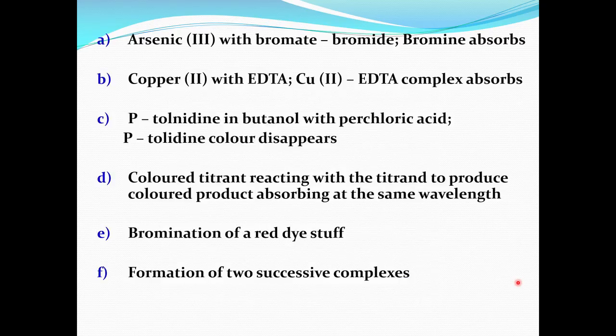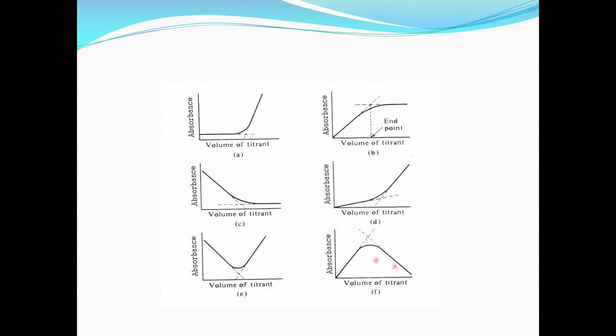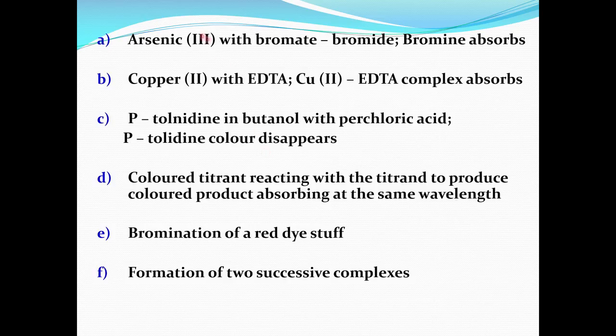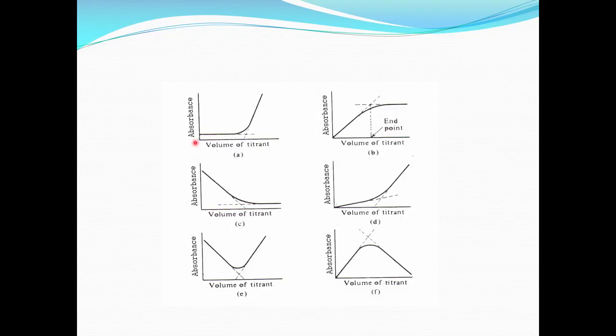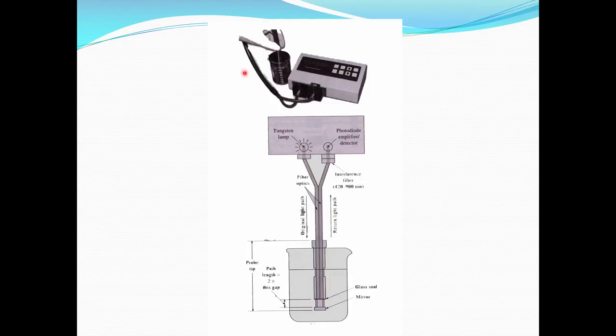Now, this part A, I am giving you an example for this curve. The example is arsenic 3 with bromate bromide. Here what happens? Initially arsenic is colorless, it will react with bromate and bromide mixture, forming arsenic bromide, and arsenic bromide is colored. So, absorbance keeps on increasing.